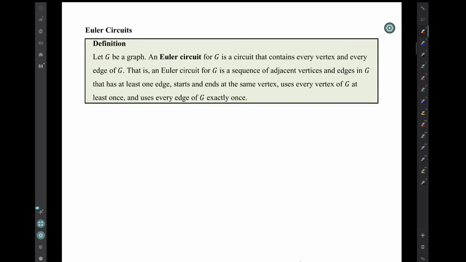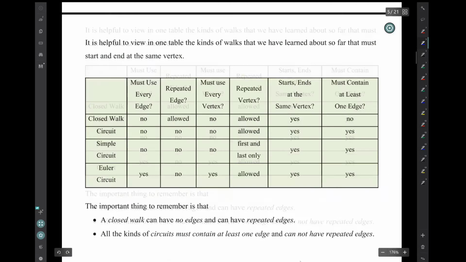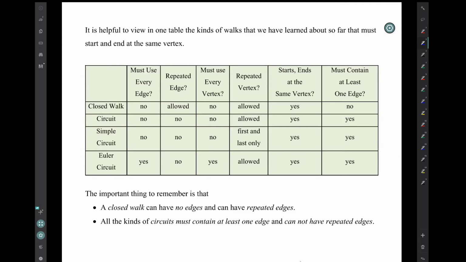Now we have a new definition, what's called an Euler circuit. An Euler circuit is a circuit that contains every vertex and also contains every edge. So let's add Euler circuit to our table of other kinds of walks. It's most useful to compare it to the other kinds of walks that must start and end at the same vertex. So those are the closed walks, the circuits, the simple circuits, and the Euler circuits.